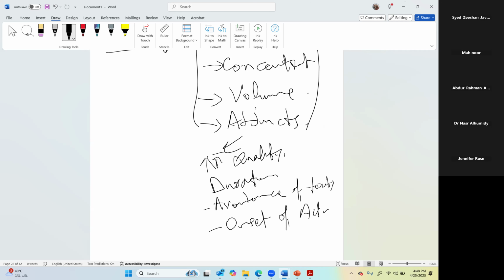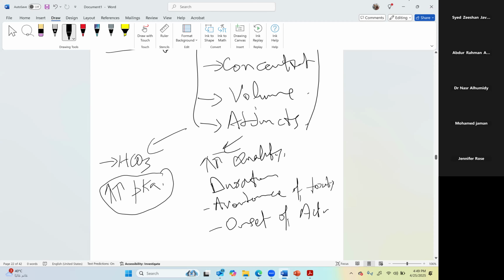I will give an idea about adjuncts first. For example, bicarb. Bicarb will increase the pH towards the pK and increase the unionized portion, so that the onset will be faster. So this is one thing.